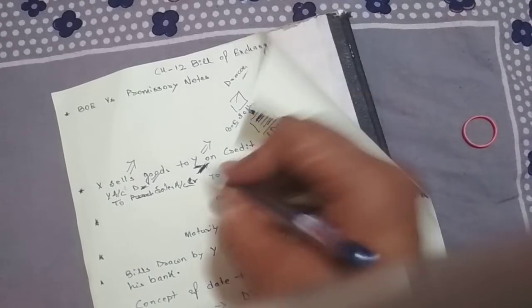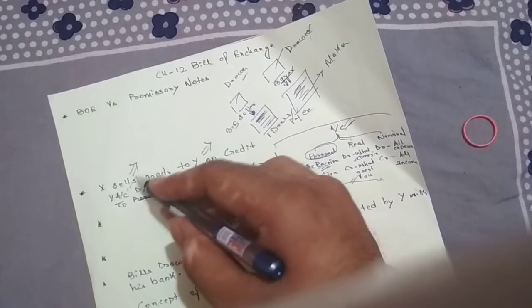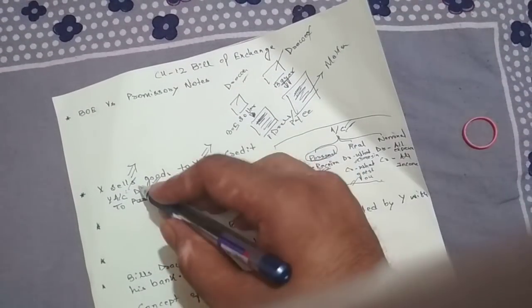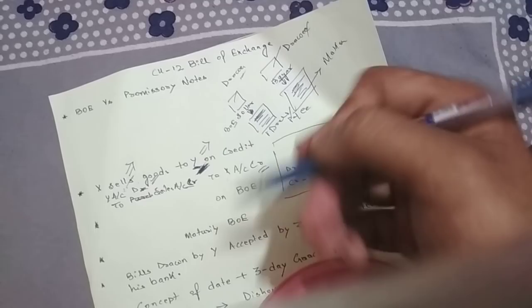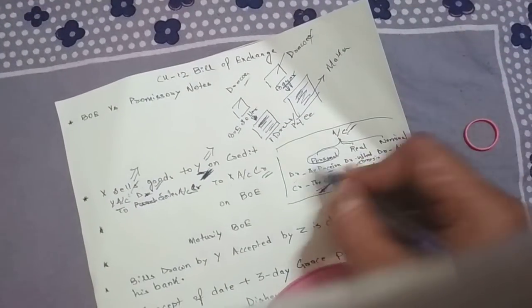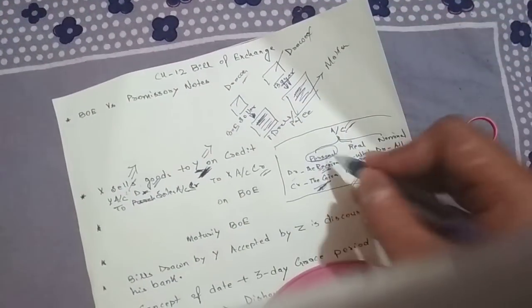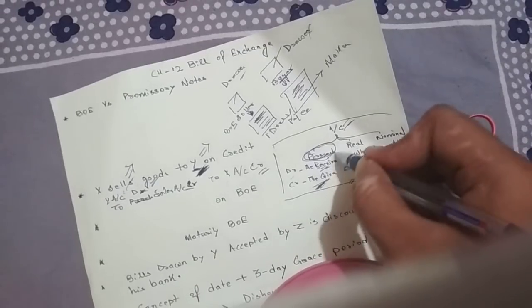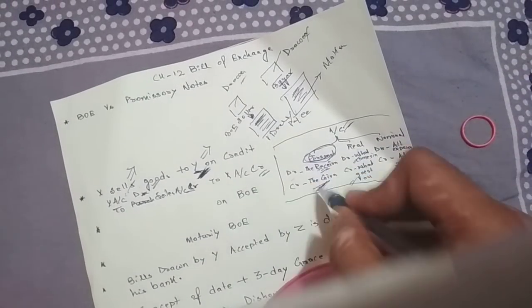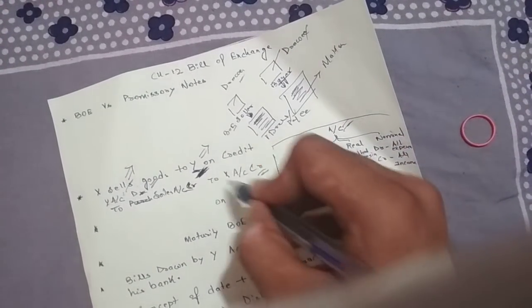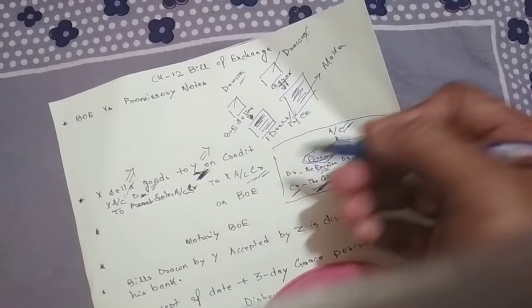Why credited? Because on the books of Y, X is giving the goods, and he is giving the goods on credit basis. So in future there is something to be settled with X. So this is a personal account, and when it is a personal account, the one who gives, the giver, is credited. So X account is credited.